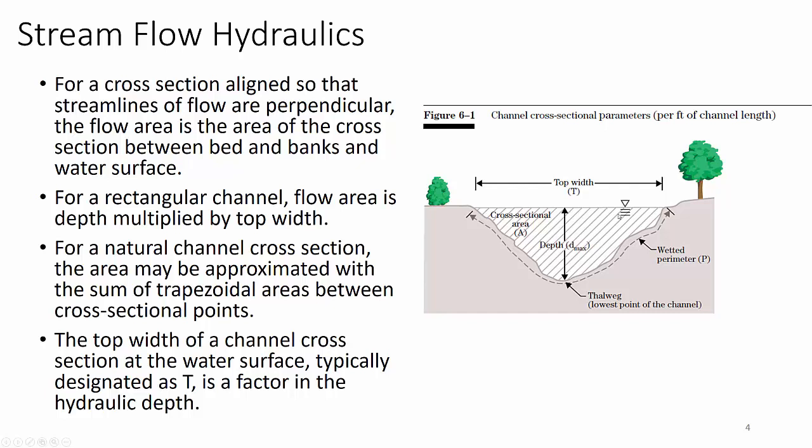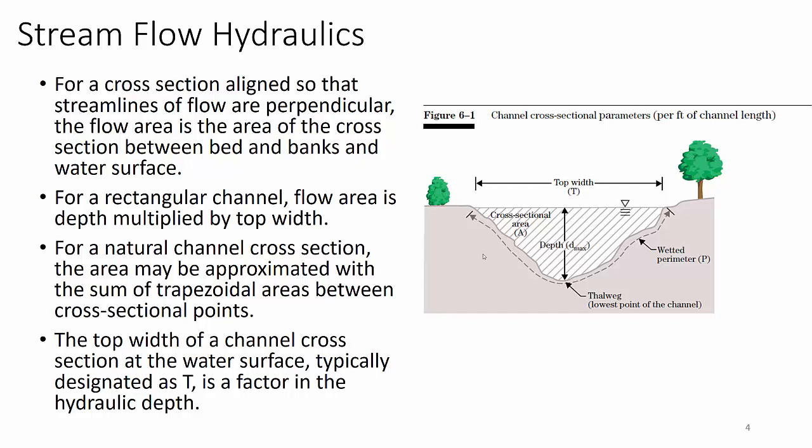For a rectangular channel, flow area is depth multiplied times width, because it's a rectangle. For a natural channel cross-section, the area may be approximated with the sum of trapezoidal area between cross-sectional points. We often would estimate this sort of a channel as a trapezoid, basically slope down to some bottom, cross-section to bottom, and then slope to the top. And sometimes we underestimate the thalweg depth a little bit in doing that and overestimate the width. But that's an easy way to approximate this.